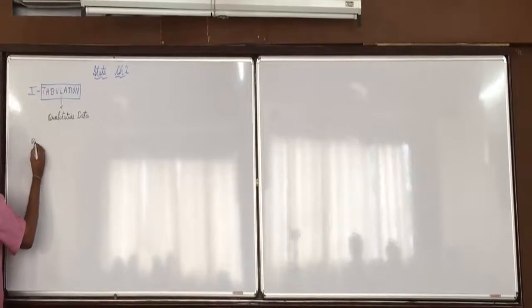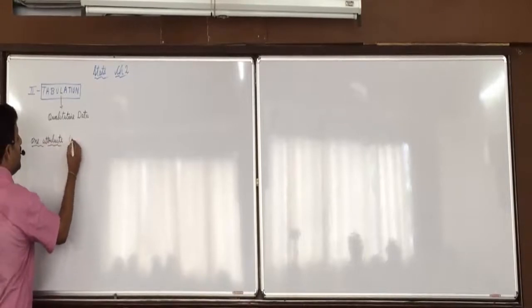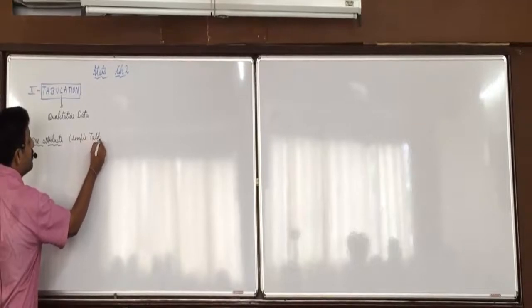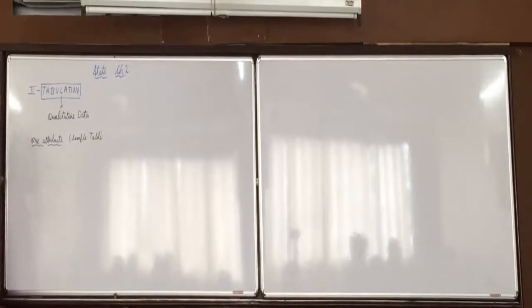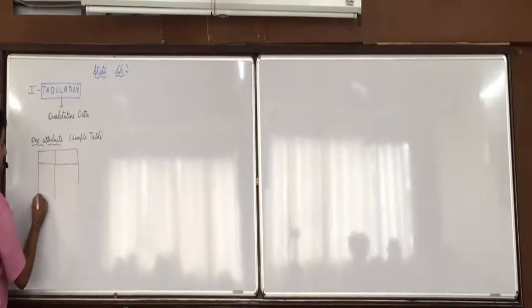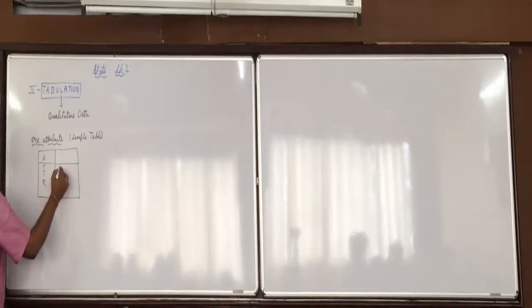Normally, if you have only one attribute, then we make a simple table. How do we make a simple table? Whatever single attribute is given, you'll write that attribute in a row and its data you'll write on the right side.